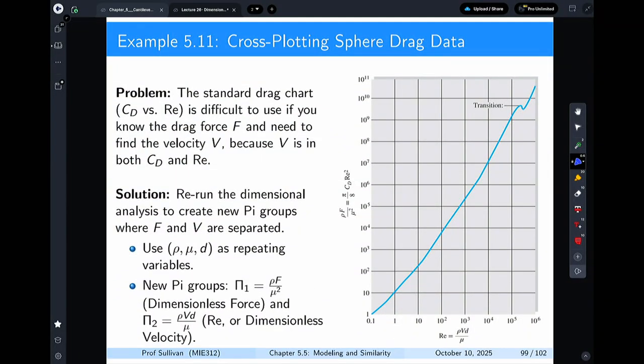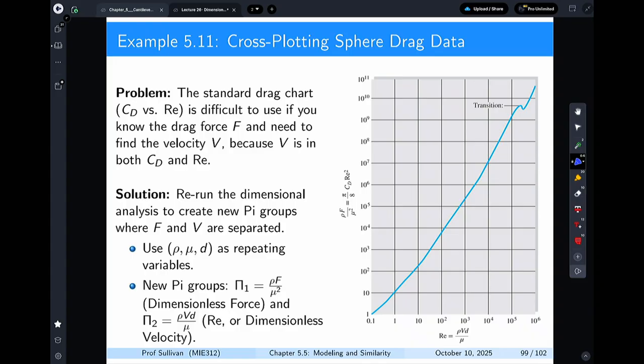So the standard drag chart is difficult to use if you know the drag force. If I know the drag force, I want things in a way that makes sense. I can use C sub D, but C sub D is not super. Say you have the drag force and you need to find velocity.